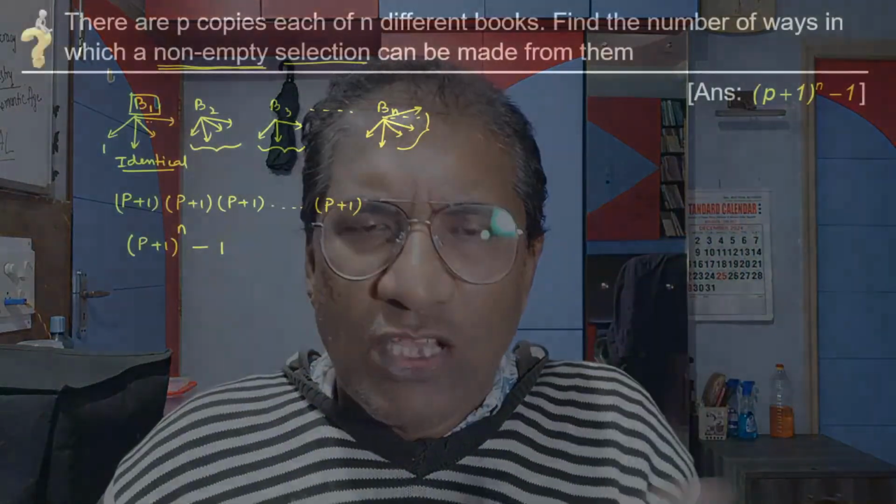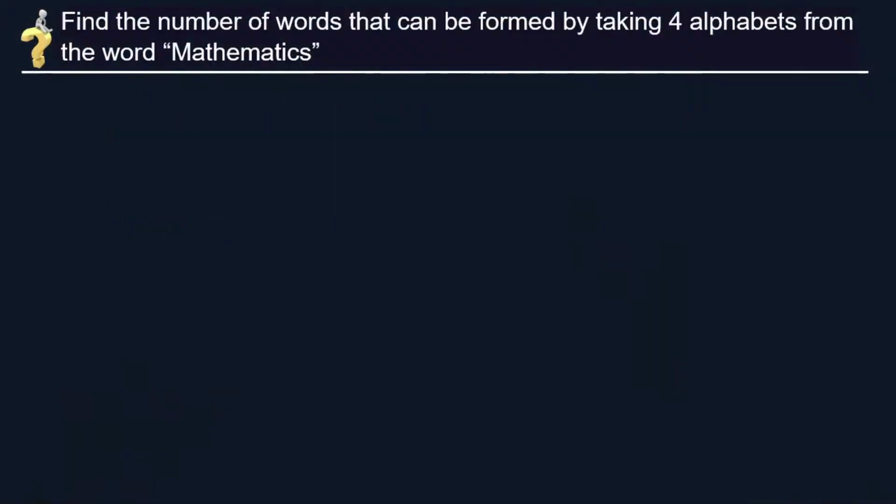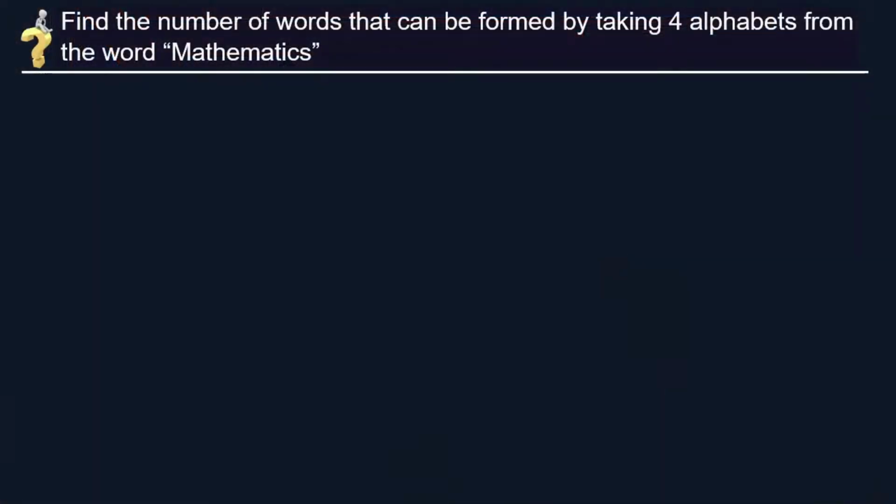I hope this question clears the concept that I taught you right now. Okay, so let's move to the next question. In this question, they have said to find the number of words that can be formed by taking 4 alphabets from the word mathematics. Now, it is actually a question of permutation as well as combination that we will see.